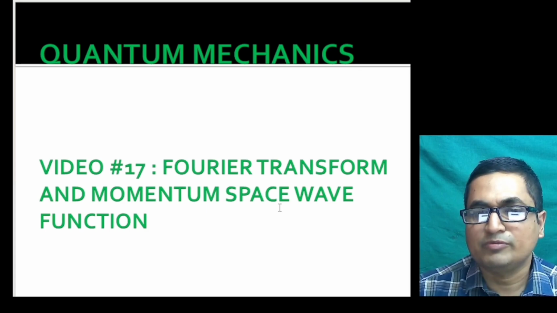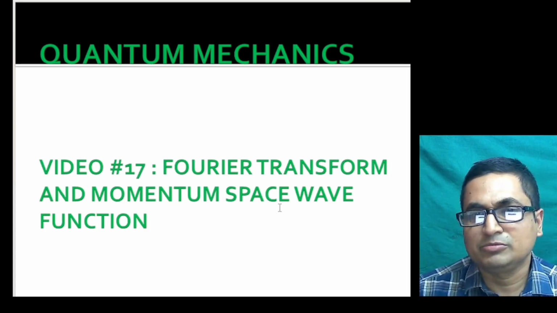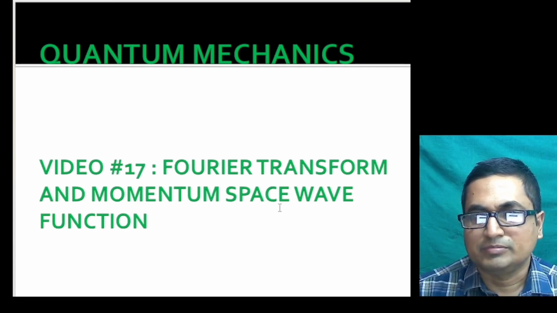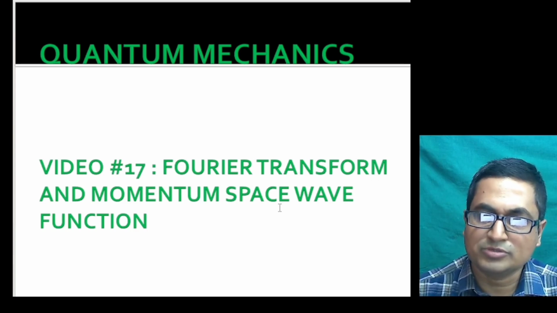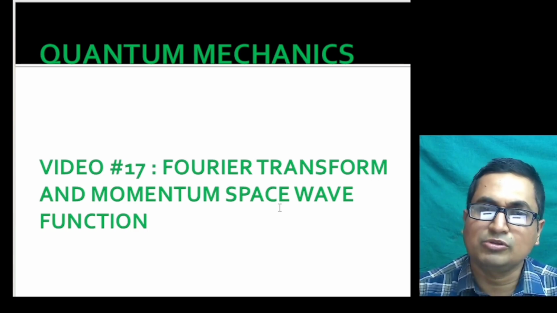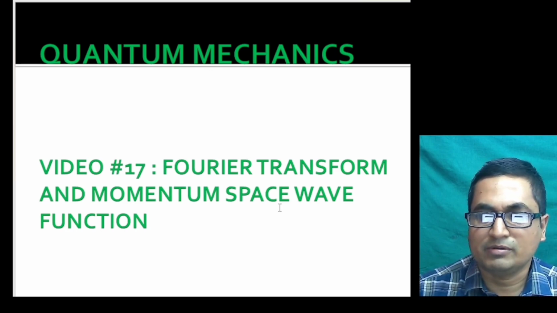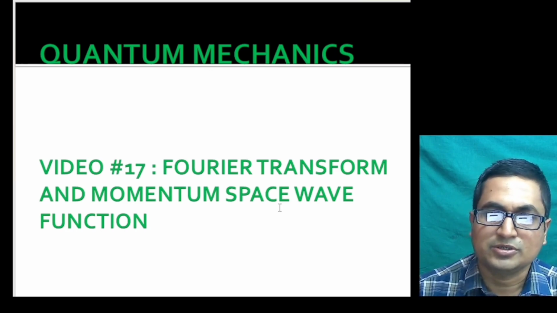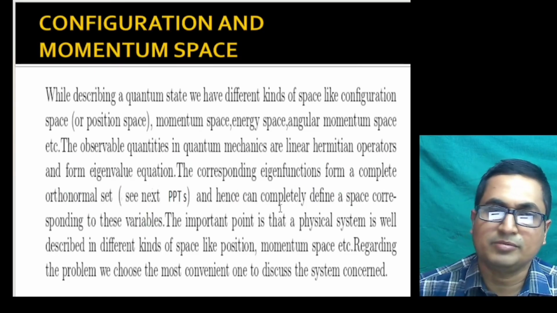So k was some wave vector. This particular thing makes us understand some kind of transformations, which are known as Fourier transformation, as well as we will also learn what kind of spaces there are in explaining things. So let's proceed with this video and with the conception of configuration and momentum space.